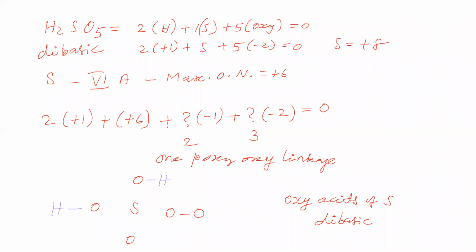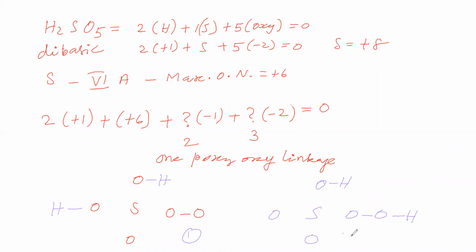What is another possibility? That we'll see. One possibility we have given like this. We will go for another possibility. Now, another possibility is this one. So the 2 hydrogens are bonding with the oxygens: here 1 hydrogen with an oxygen, 1 hydrogen with the peroxy linkage. Now, which do you say is correct? Number 1 or number 2?